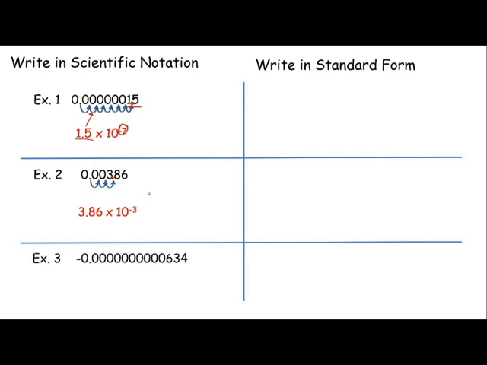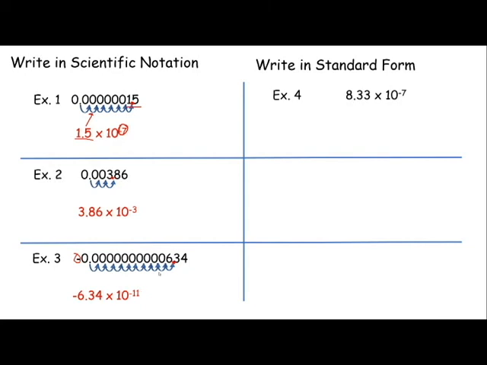One more. Pause the video, try this on your own. Don't let the negative sign throw you off. You're still going to do the exact same thing. You want that decimal to be between the 6 and the 3. That's a movement of 1, 2, 3, 4, 5, 6, 7, 8, 9, 10. That's a movement of 11 places. So I need to take that, don't forget your negative sign, -6.34, and I need to multiply it by 11 1/10ths, or 10 to the -11th power.